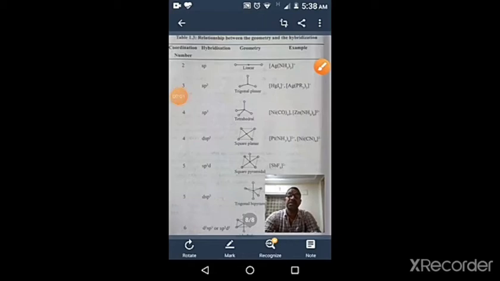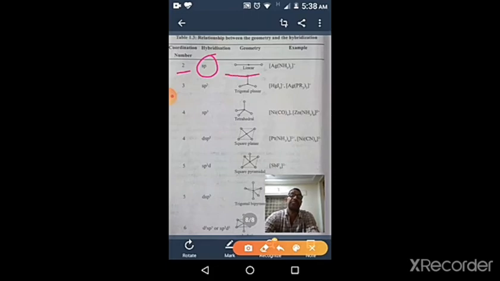As per this theory, based on the coordination number, we can expect the geometry and hybridization. If you see coordination number 2, it undergoes sp hybridization. It is in linear shape. For example, this is a complex with linear shape and sp hybridization.